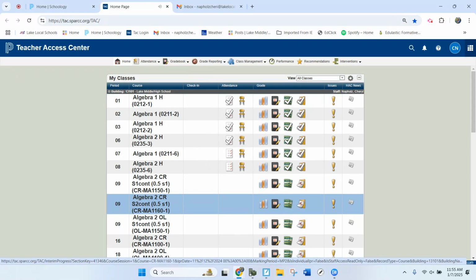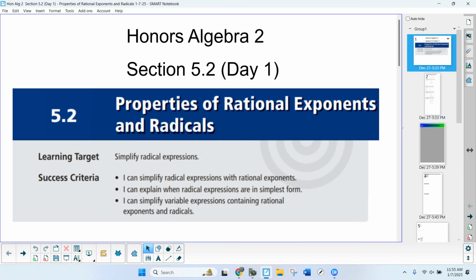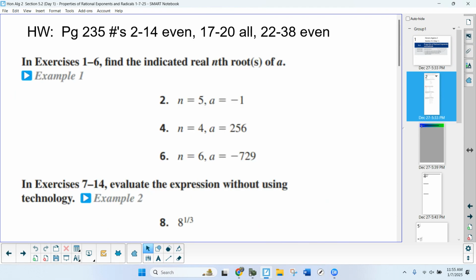Alrighty. So let's take a look at homework-wise. You guys said you were all good? Yeah? Okay, again, on these ones here, and I've had somebody else come and ask me a question about this after school yesterday. When it says, find the indicated nth root or roots of, and then it gives you this, okay?